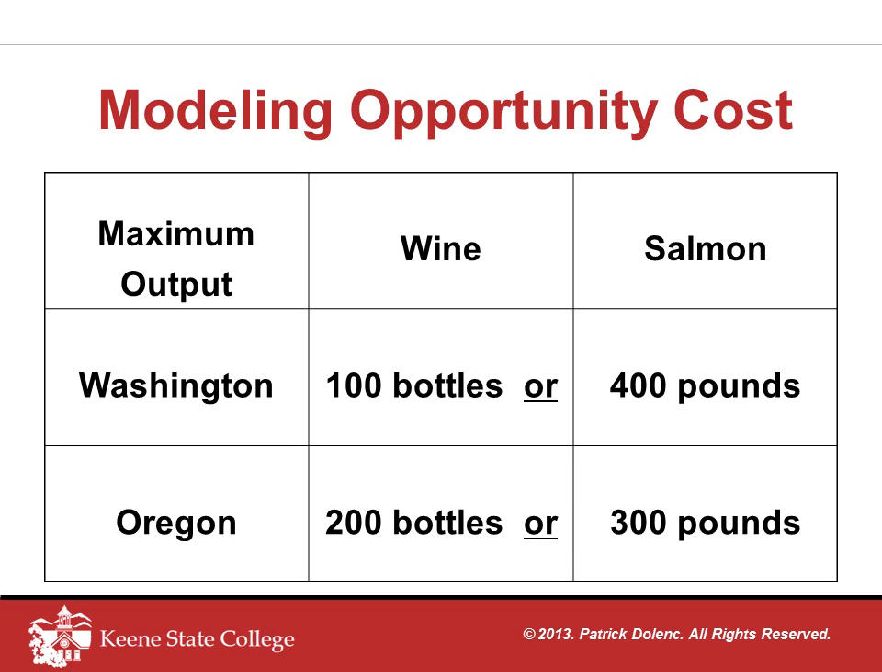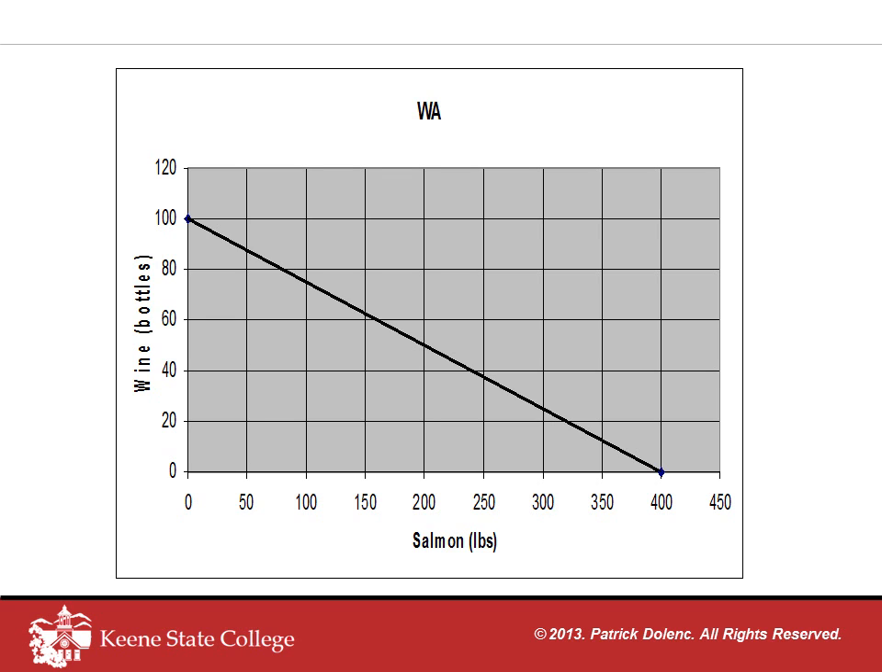So first, we'll do the state of Washington. In the state of Washington, if all they do is bottle wine, we know that 100 bottles is the maximum, and we know that corresponds to 0 pounds of fish. So one extreme on the graph is 100 bottles and no fish. The other extreme, based on our table, is 400 pounds of fish but 0 bottles of wine. When we graph these 2 extremes, or intercepts, and then connect all the points in between, we get the production possibilities graph for the state of Washington.